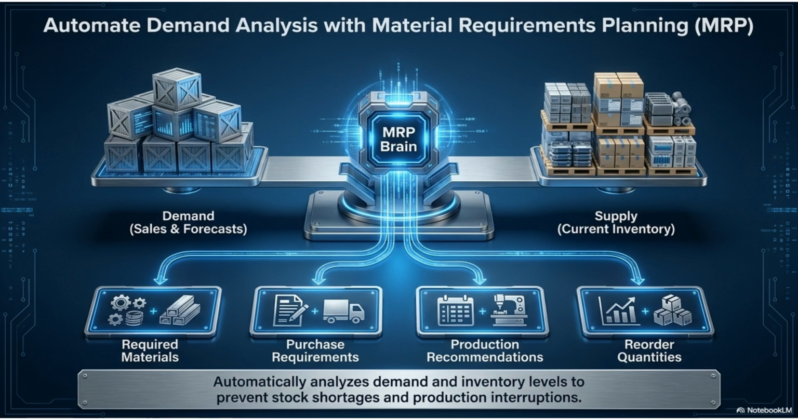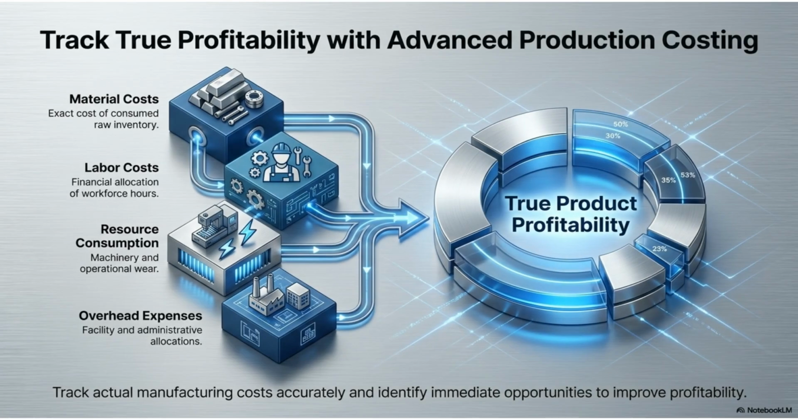Automate demand analysis with material requirements planning, or MRP. The MRP brain analyzes demand, including sales and forecasts, and supply, or current inventory, to prevent stock shortages with purchase and production recommendations. Track true profitability with advanced production costing.